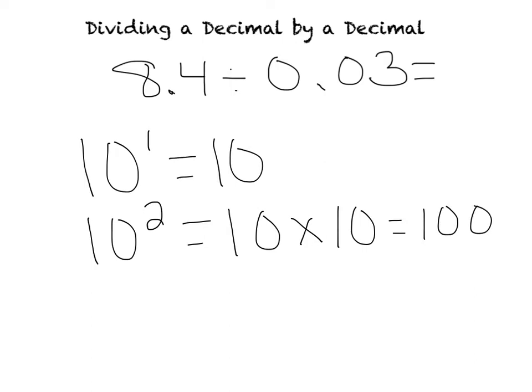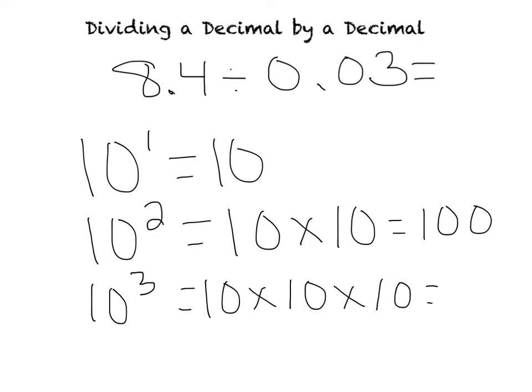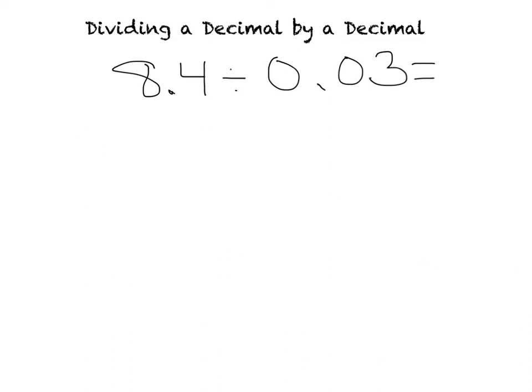It is not 10 times 2. That's not what it's saying at all. 10 to the second power is actually saying 10 times 10. If I had 10 to the third, that would be 10 times 10 times 10, and that equals 1,000. So that's very important to keep in mind when we're doing this skill, understanding powers of 10. With that being said, let's get started.